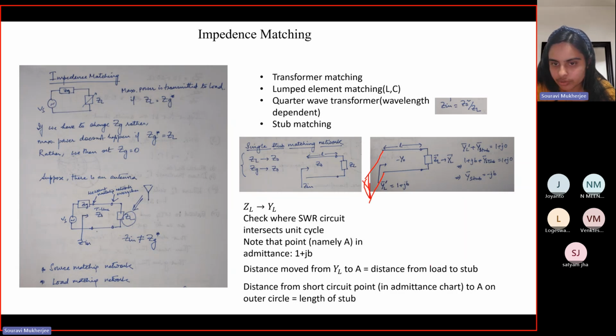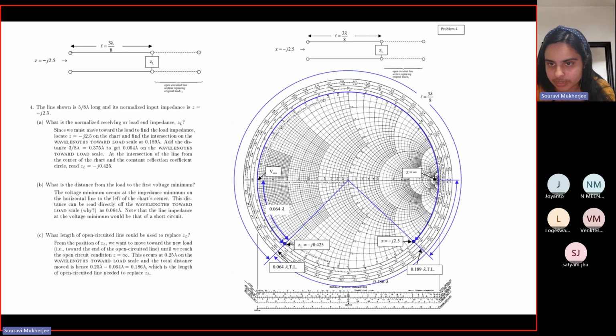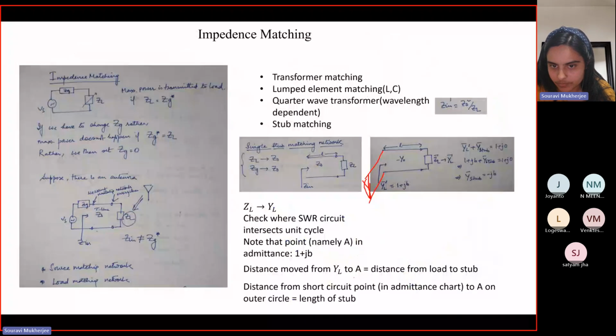There, what you do is use the admittance chart. Remember, now we're talking about admittance. In the admittance chart, this point corresponds to the short circuit point. So this is your short circuit point in the admittance chart. And if you have located your A point, you know what your A is, which would correspond to some minus j beta, 1 plus j beta.